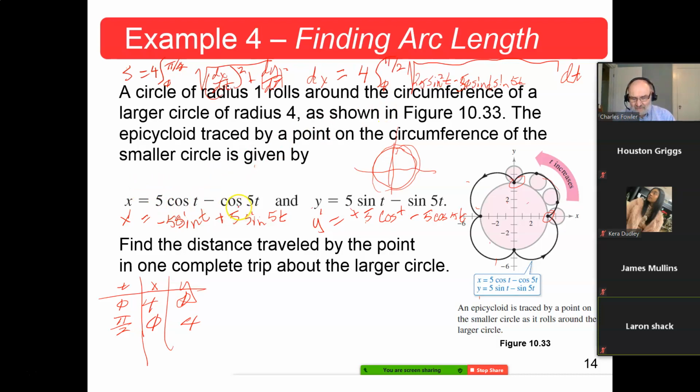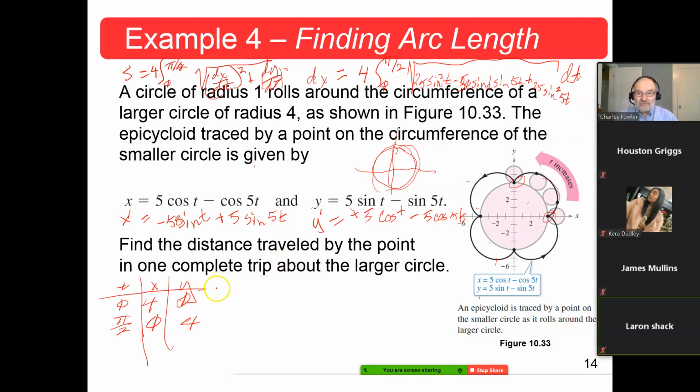Because the product of those two is a 25, and double that, you get 50. And square the last one, you're going to get plus 25 sine 5t squared. Okay, and we're only halfway there. This is all under the radical.